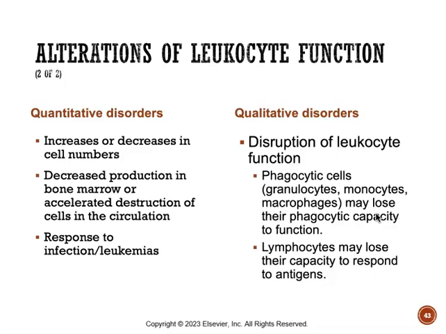So our phagocytes, such as our granulocytes, monocytes, and macrophages, may lose their ability to engulf and destroy pathogens. Meanwhile, our lymphocytes may become unable to recognize or respond to the antigens, weakening our immune defense. And so with either of these categories, it can really leave our body vulnerable to infections and disease.